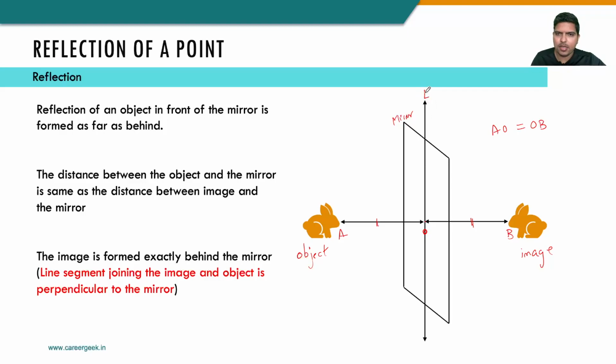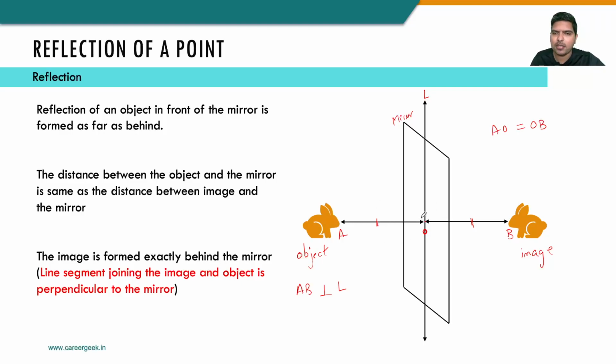Now let's say if this is the line, the third statement is saying the line segment joining the image and object, this AB, is always perpendicular to the mirror or the plane of the mirror. In this case, I have taken the line. Otherwise, the line joining object and the image is always perpendicular to the plane of the mirror.